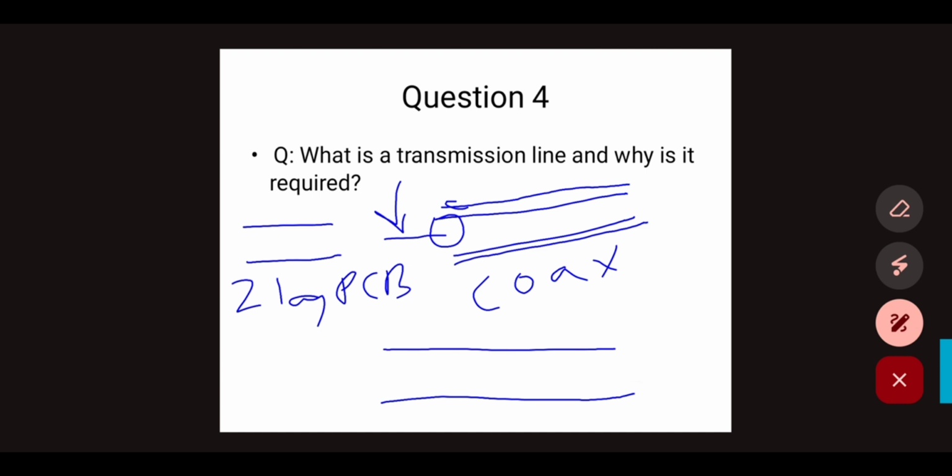In waveguide, imagine this as a metallic cylinder. Here, RF frequencies much higher than maybe 10 or, I don't know, maybe 50 gigahertz, travel inside this. So this is called waveguide. So these are some examples of transmission lines.